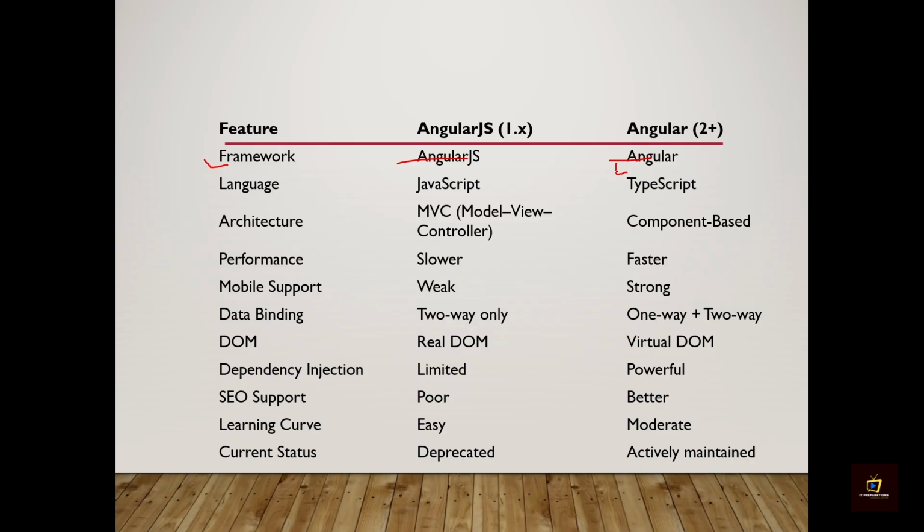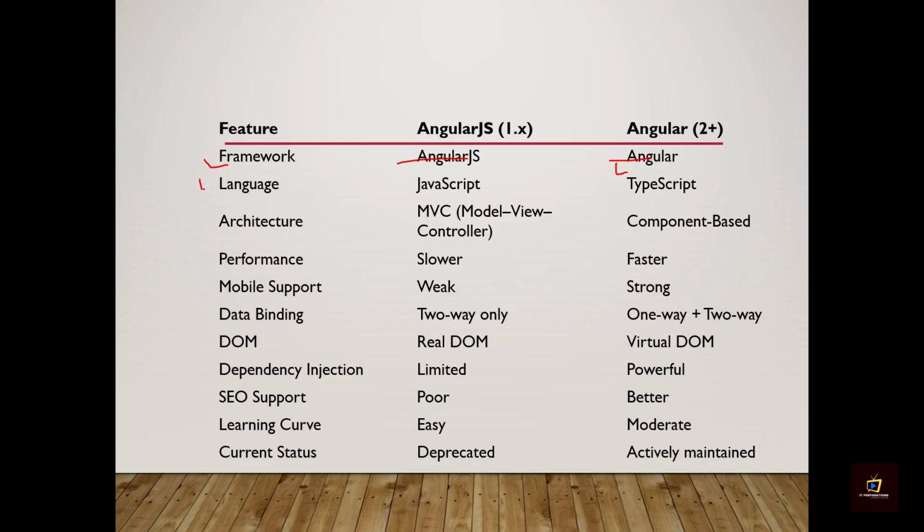After AngularJS, six years later, Angular was released in 2016. It is a complete rewrite. It is not an upgraded version of AngularJS, but a different framework. It was released in 2016, six years after the AngularJS launch. So it is not an upgrade of AngularJS, it is a complete rewrite.